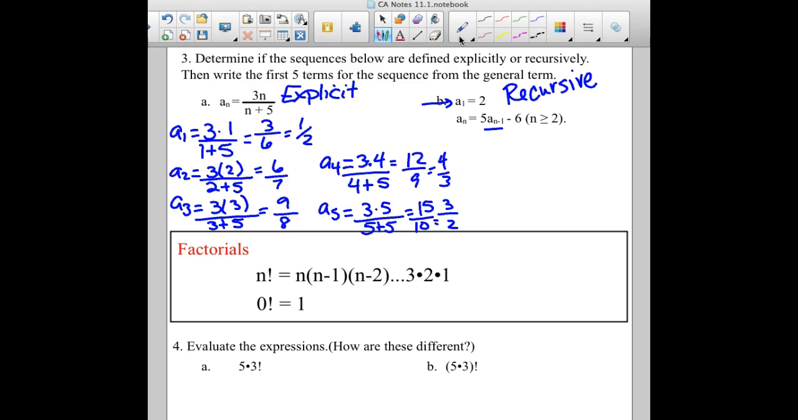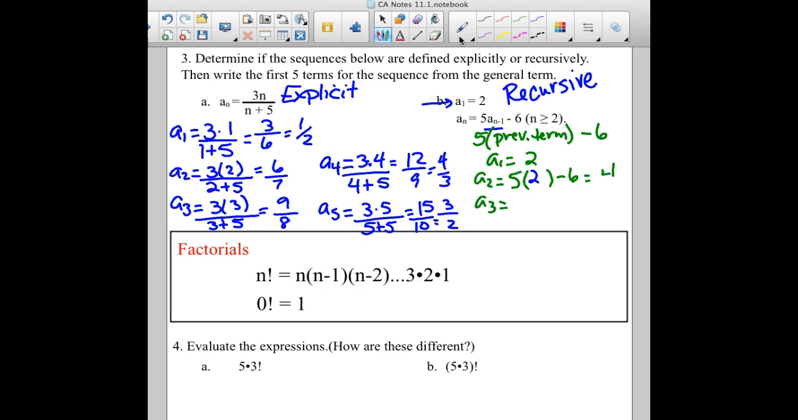All right, the recursive one says we are going to take 5 times the previous answer and subtract 6. So my first answer is a 2. My second answer is going to be 5 times that previous answer minus 6. My previous answer was 2. I end up with 10 minus 6, which is 4.